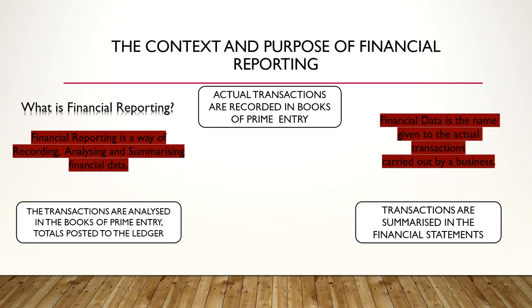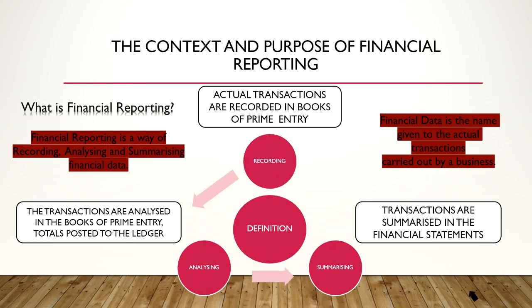So the first step is actual transactions are recorded in books of prime entry. That is the first sequence, and then it is followed by the transactions are analyzed in the books of prime entry, totals posted to the ledger. The last step of the sequence is transactions are summarized in the financial statements. Onto the next slide. This is the sequence that I told you: recording, and then analyzing, and the last one is summarizing.